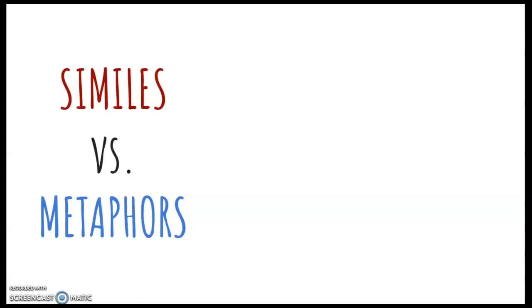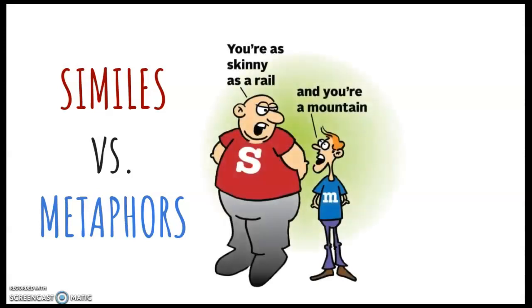They are both used to compare things, except similes use explicit language such as like and as. In the picture, you can see that the guy in the red shirt says, "You're as skinny as a rail." Now, similes are different from metaphors in that metaphors only imply a comparison between two things by not using words like or as. As we can see in this example, the guy in the blue shirt says, "You're a mountain." Now, you can turn any simile into a metaphor by removing like or as.